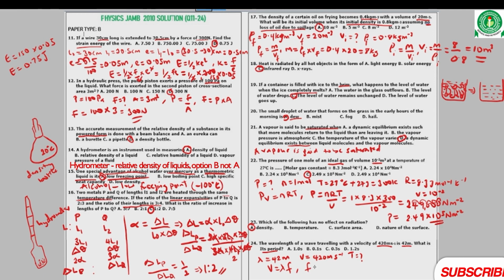So here we can easily calculate our frequency. Frequency is equal to V over lambda, which is equal to 420 over 42. So we have exactly 10 hertz. To get our period, just say T is equal to 1 over F. That's the formula relationship between period and frequency. So 1 over 10 is equal to 0.1 seconds. This is option B.